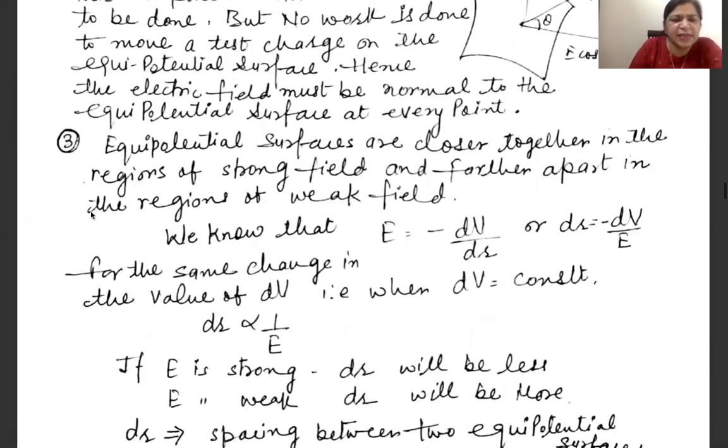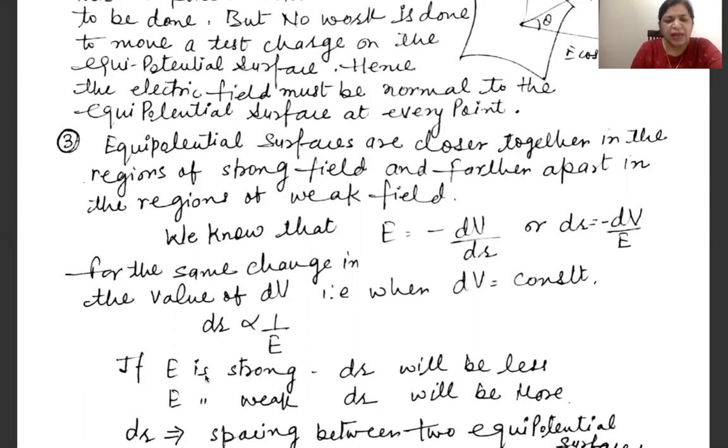Now the third property is that equipotential surfaces are closer together in the regions of strong field and farther apart in the regions of weak field. This we can derive from this relation. We have derived that E is equal to minus dV by dr, or you can write dr is equal to minus dV by E. Now for a small change in the value of dV, that is when dV is constant, from this equation you can write that dr is directly proportional to 1 by E. What does it mean? If E is strong, this dr will be less, and if E is weak, dr will be more. What does this mean?